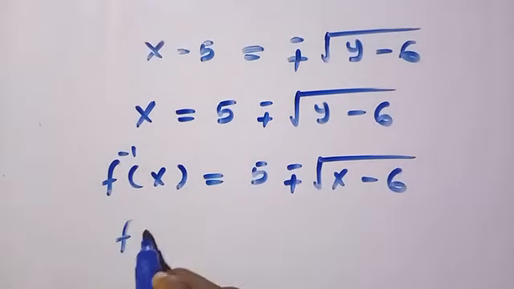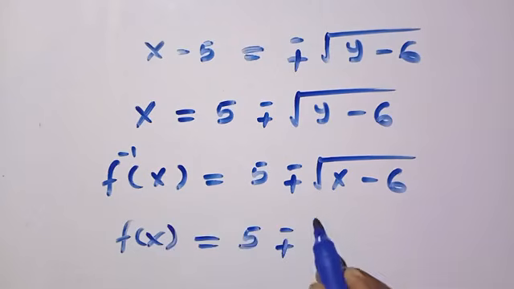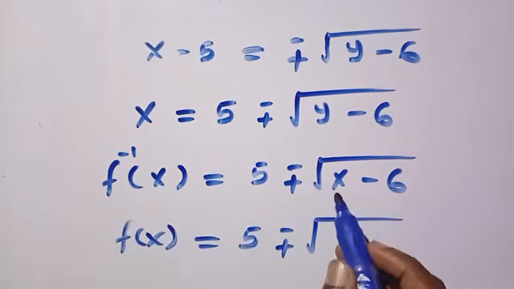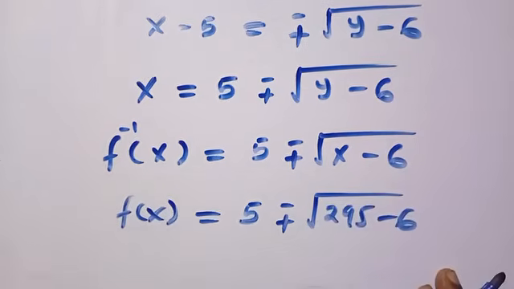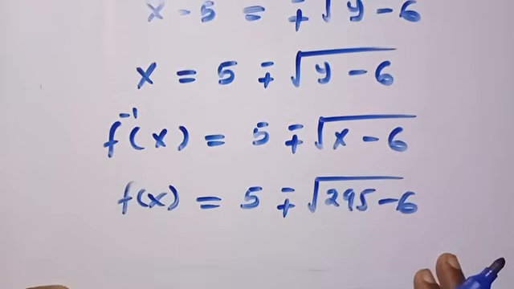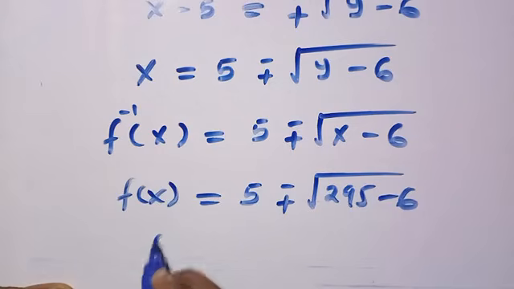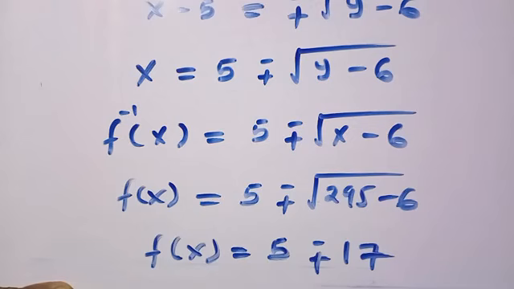So changing this one, we have f of x equals 5 minus plus the square root of, instead of x, we replace it with 295 minus 6. And 295 minus 6 equals 289, and the square root of 289 gives us 17. Therefore, f of x equals 5 minus plus 17. So this is what we have for f of x.